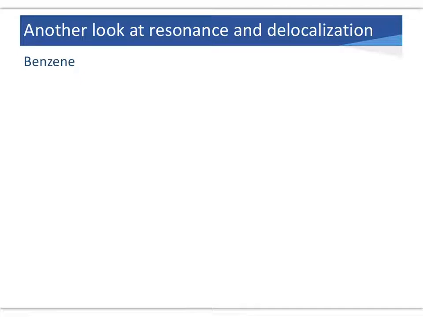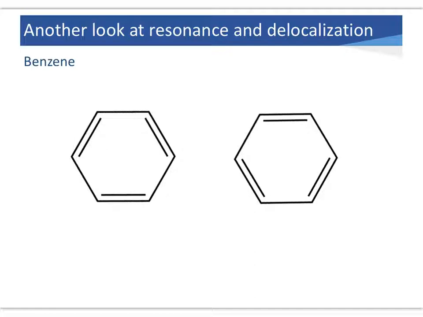Let's look at benzene. Benzene is C6H6. So I have 6 carbons, and each of these carbons has a hydrogen. They're just not drawn, but I could draw the hydrogens here. This is a line structure. So I have a hydrogen on every carbon. I could draw 2 resonance structures: the double bonds here, here, and here, or the double bonds here, here, and here. Those are my resonance structures.